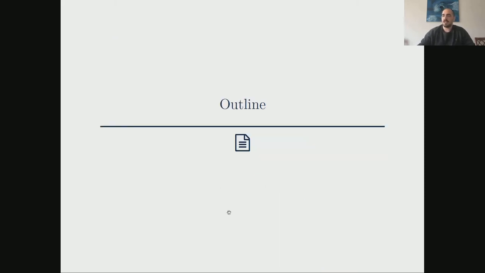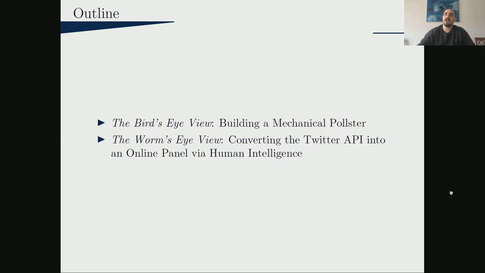Now, the talk is going to be divided into two parts. The first part is going to be quite short, and it's just going to give you a broad idea of where we want to go with this and what we think the ultimate goal of this kind of research should be. And that is, in my mind, to build a mechanical pollster, and I'll explain this concept to you all.